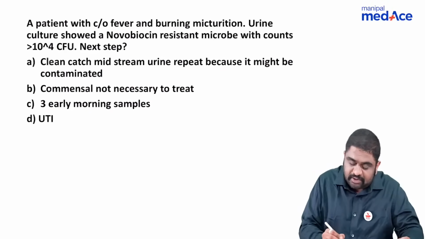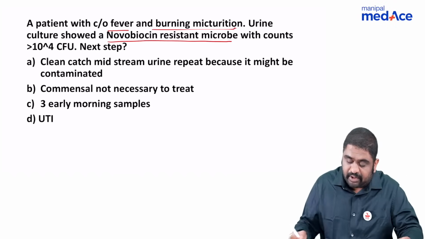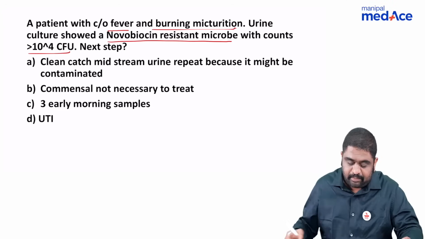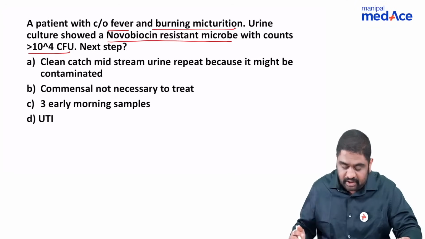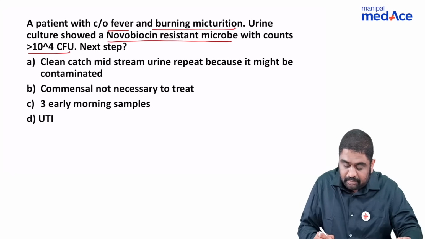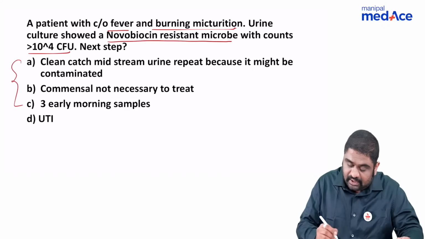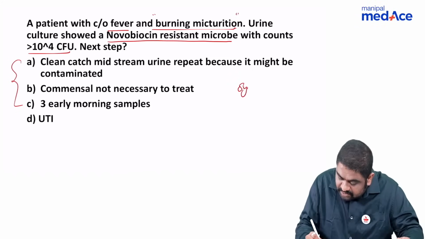A patient with complaints of fever and burning micturition, urine culture showed a novobiocin-resistant microbe with counts of more than 10 to the power 4 colony-forming units. Next step, they say clean catch midstream urine, commensals, it may not be necessary to treat them. 3 early morning samples can be done. All these things can take a back seat if you understand that the patient is having burning micturition, that is, symptoms are present.